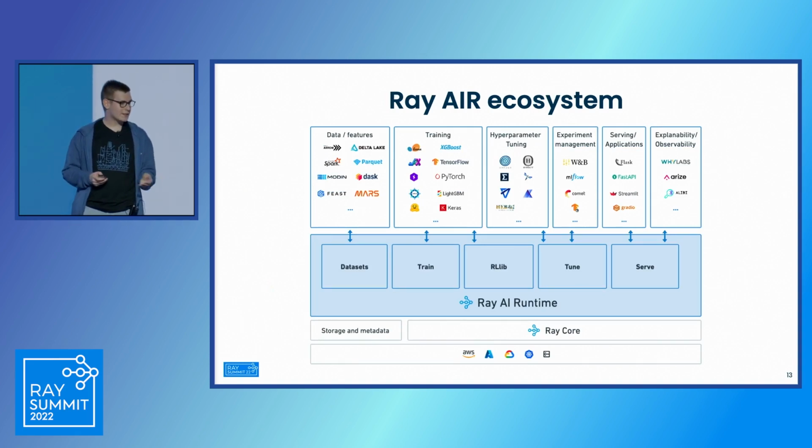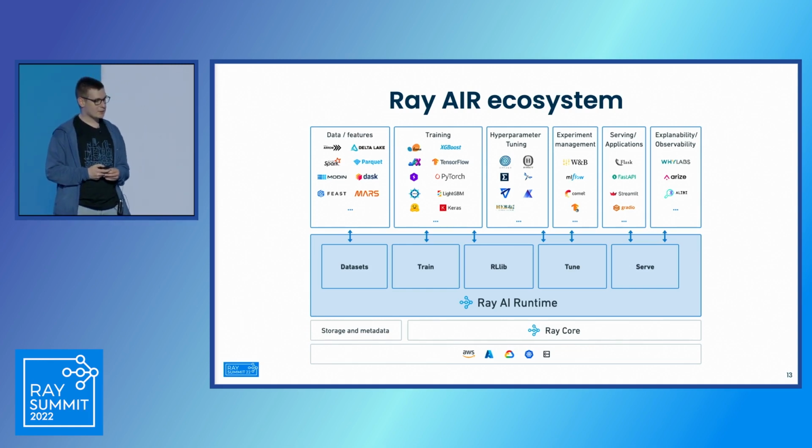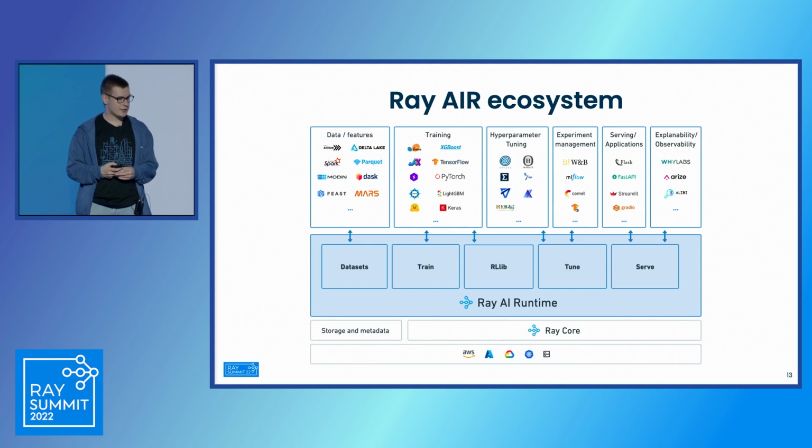So here's an example of how the Ray AI ecosystem works. As you can see, we built on top of Ray Core. The AI Runtime is built on top of Ray Core and provides advanced functionality and integrations with all the popular machine learning libraries. And we provide APIs that allow users to write their own integration with whatever library or use case they may be facing.